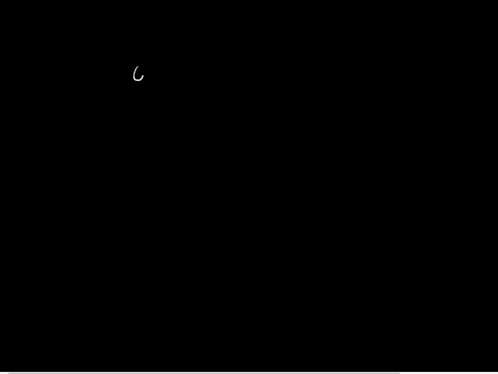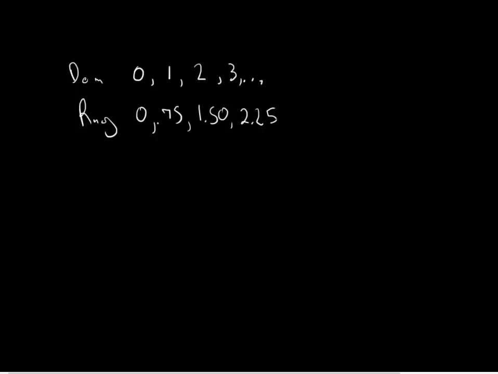Number 2 is representing a discrete domain. So your domain values ought to look like this, and the corresponding range is 0, 75, 150, 225. The only difference here is that they've capped off the amounts you can spend at $15. So there is some corresponding domain value right here that goes with 15. And I challenge you to go and find that.